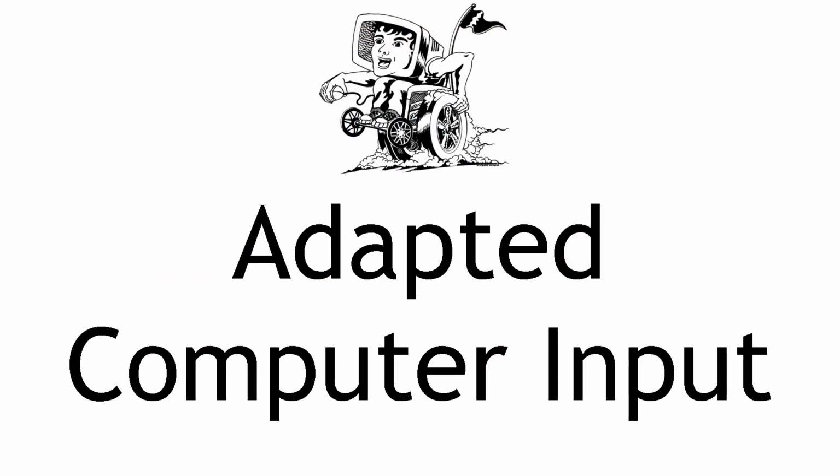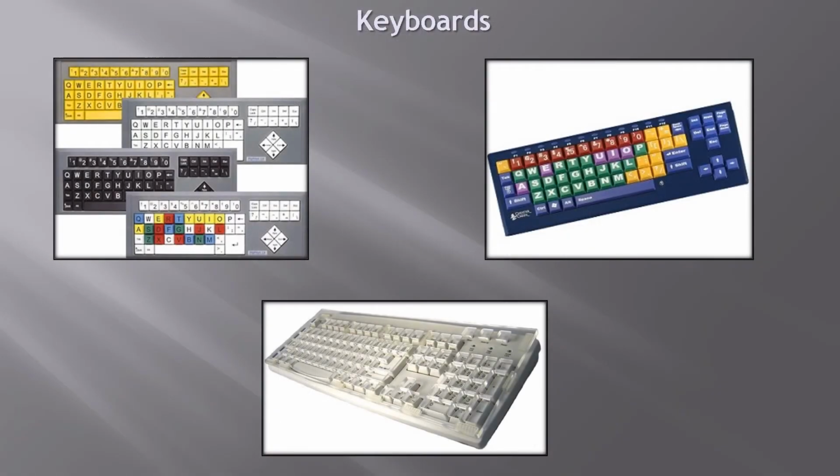Adapted computer input. There are a variety of alternate keyboards for improved access to a computer. The models on the top are large keyboards with big keys, making it easier to physically access individual keys. Those models are also showing high contrast and alternate color combinations for easier visual access of the desired keys. The model on the upper right is a wireless Bluetooth keyboard, which makes it easier for positioning it exactly where the user needs it.